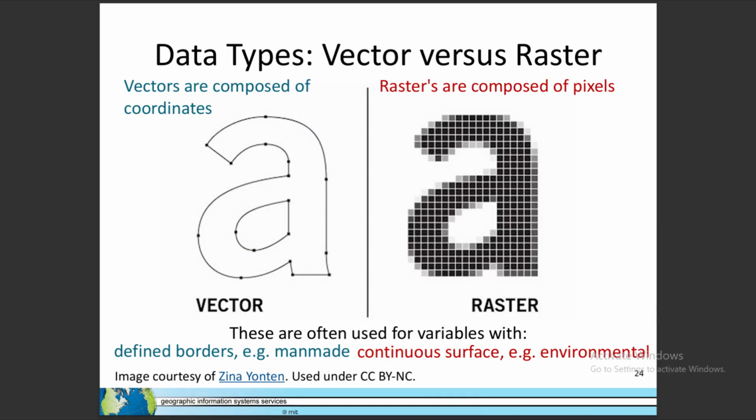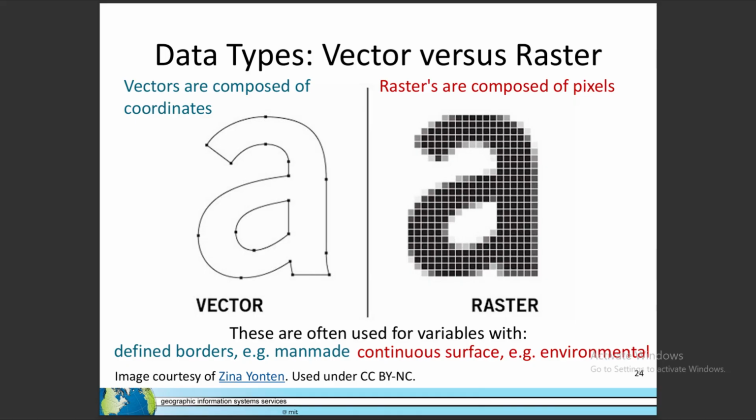Here's a simple illustration of the difference. On the left side, you see the letter A drawn as a vector. Notice how smooth and crisp the curves are. That's because vectors are defined by coordinates, mathematical points, and the curves or lines that connect them. No matter how much you zoom in, a vector shape remains perfectly smooth. On the right side, you see the same letter, A, represented as a raster. It looks pixelated because rasters are grids of pixels, and each pixel has a single value. When you zoom in on a raster, you start to see the individual cells.